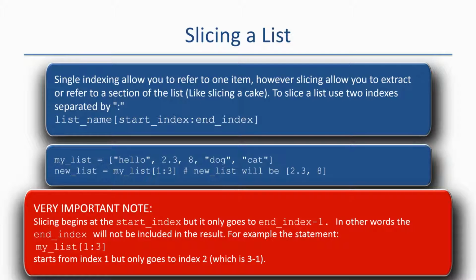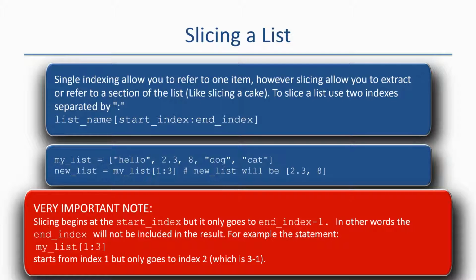For example, when you write this statement, MyList[1:3], the index starts from 1 and only goes to 2 because 3 itself is not included. Please remember this point and practice the fact that the end index is not included in the slicing. This causes headache for programmers who are not used to this fact.